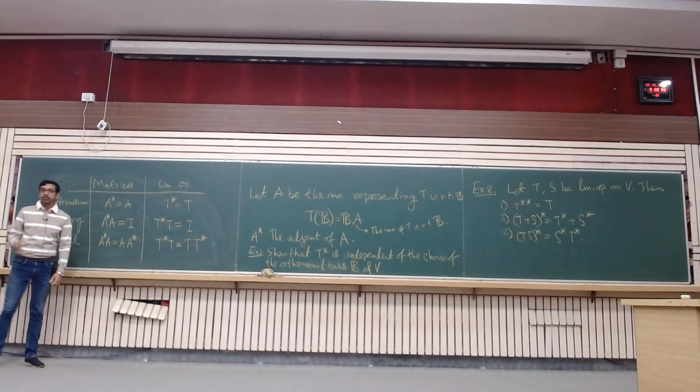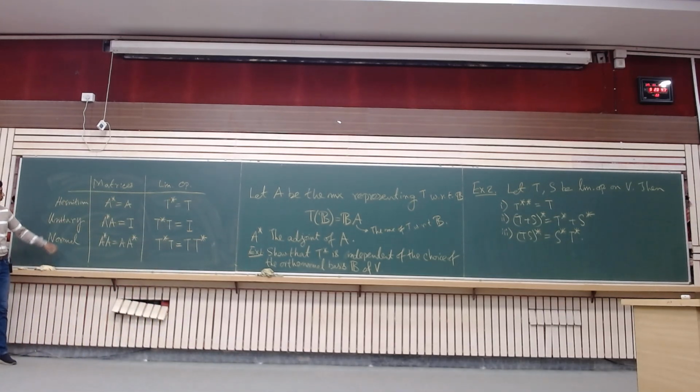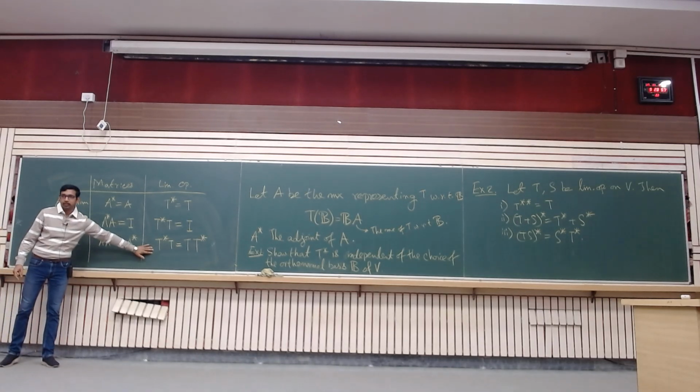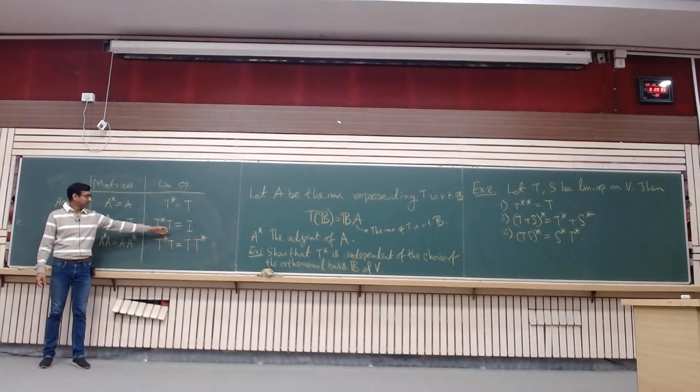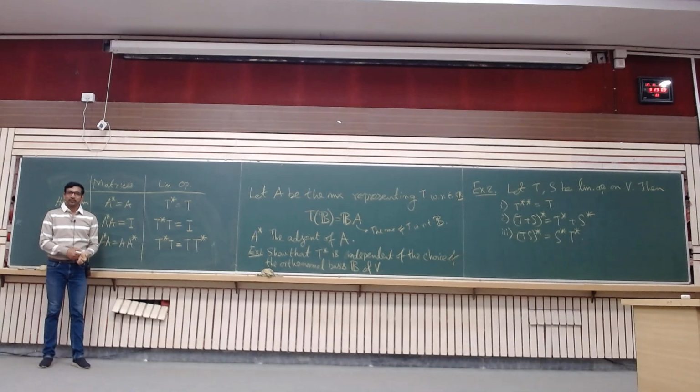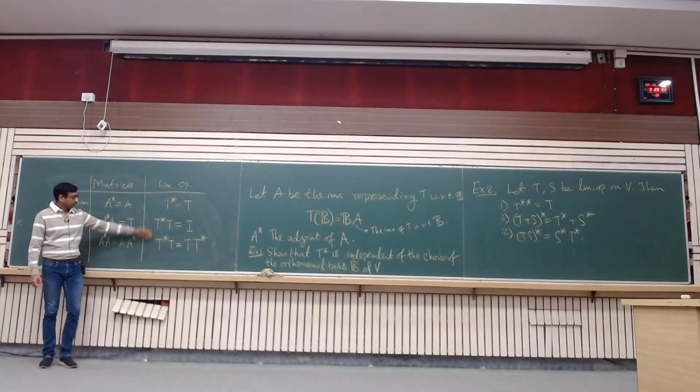normal operators. Now note that the notion of a Hermitian operator or the notion of a unitary operator are just specializations of these. Because if T star is equal to T, of course then they commute. If T star T is equal to identity, then you will also get that T T star is equal to identity as well. So these are just special cases of this one.